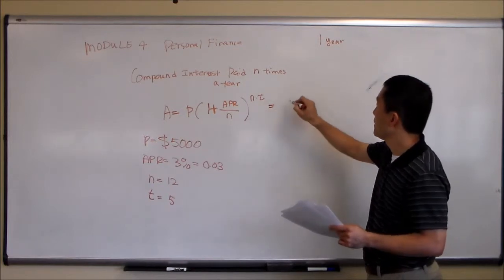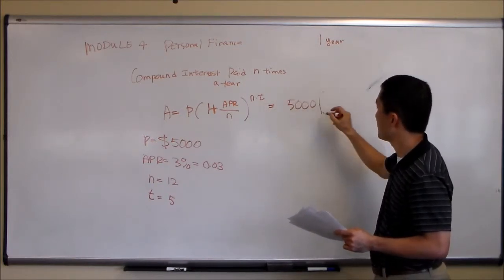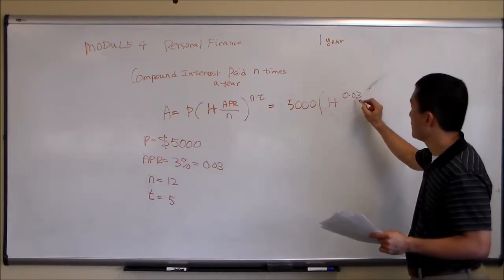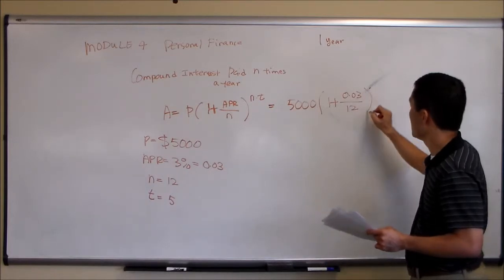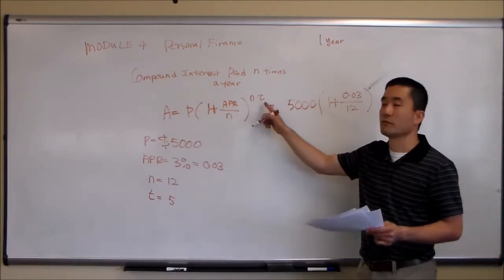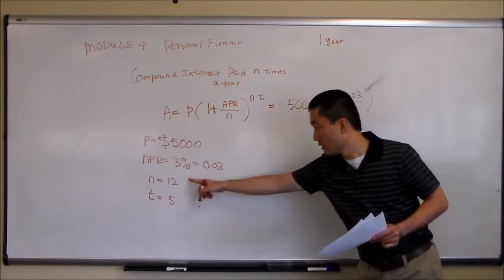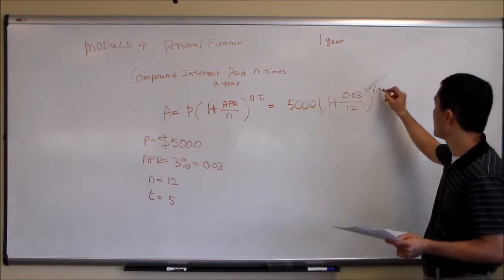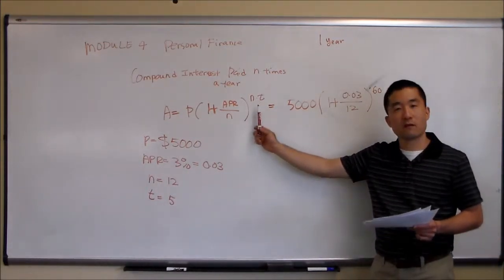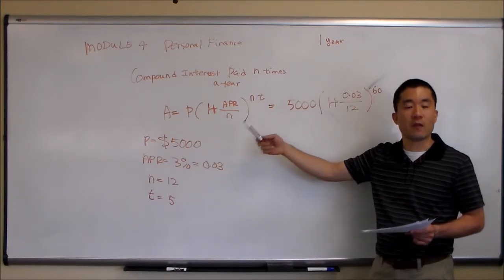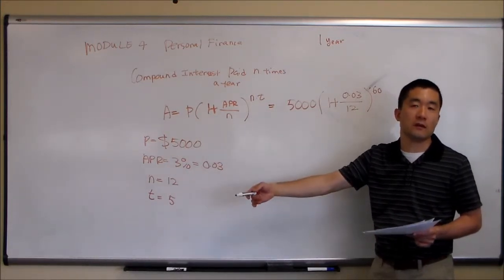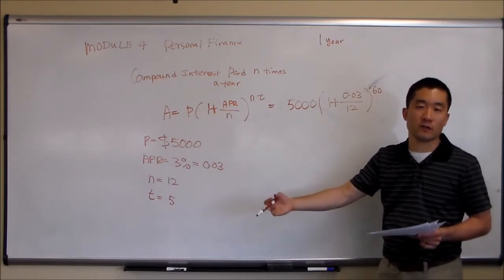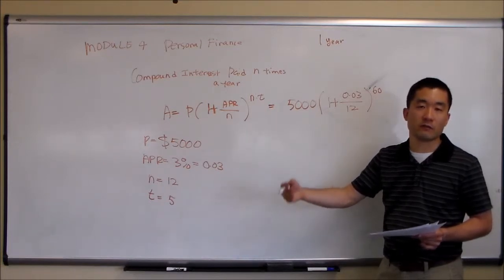Okay. So 5,000, 1 plus 0.03 divided by 12, raise it to n times t. So what's n? 12. What's t? 5. So 12 times 5, that's 60. Basically, this number up here is how many actual payments you're going to make over the period of the loan. So your loan's 5 years, your interest pays 12 times a year. So how many payments are you making? 12 times 5, 60 times.